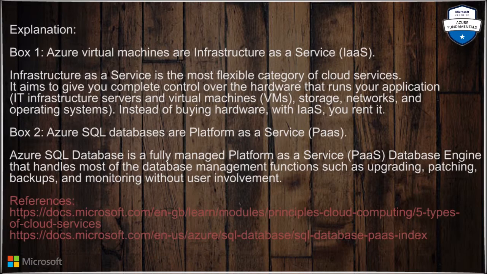Explanation. Box 1. Azure Virtual Machines are Infrastructure as a Service, IaaS. Infrastructure as a service is the most flexible category of cloud services. It aims to give you complete control over the hardware that runs your application, IT infrastructure, servers and virtual machines, VMs, storage, networks, and operating systems. Instead of buying hardware, with IaaS, you rent it.